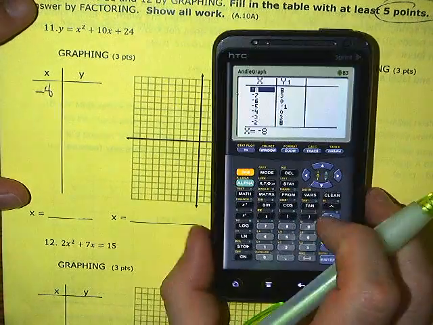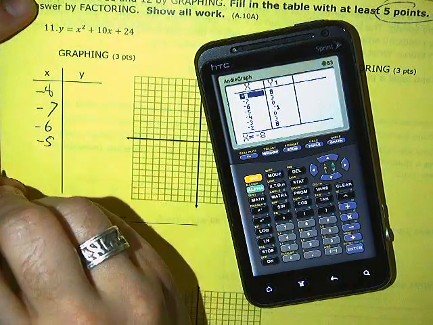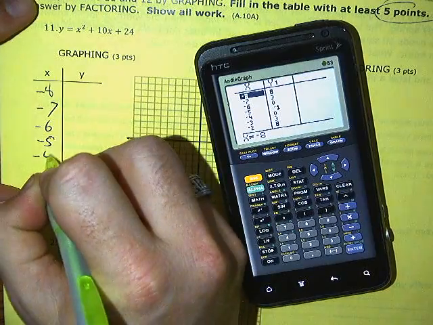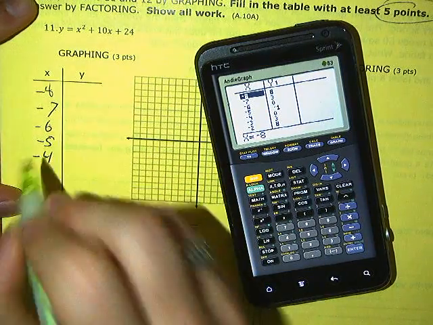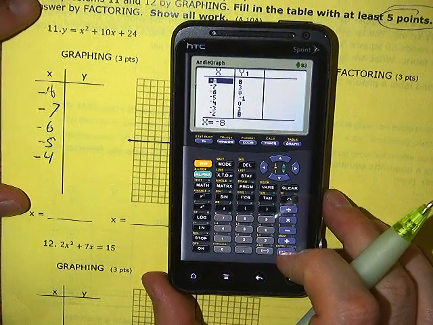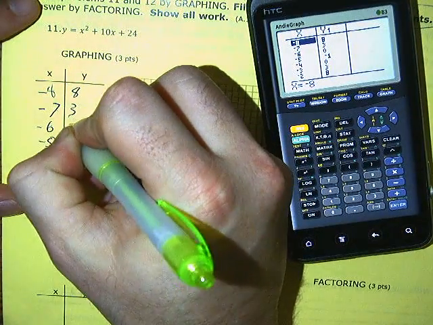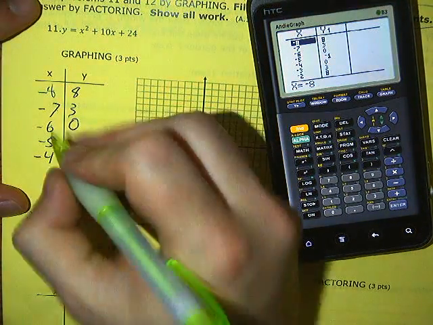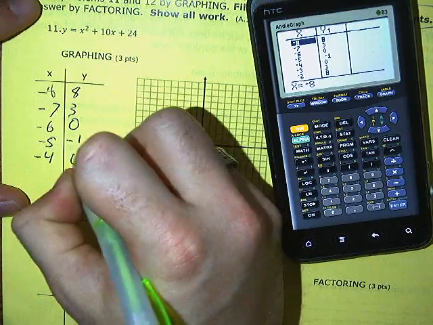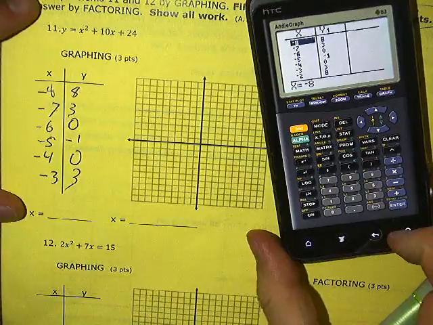So I'm going to use negative 8, negative 7, negative 6, negative 5, negative 4. That's 1, 2, 3, 4, 5. Okay. My values are 8, 3, 0, negative 1, 0, and I'll be an overachiever. I'll do negative 3, 3 as well.